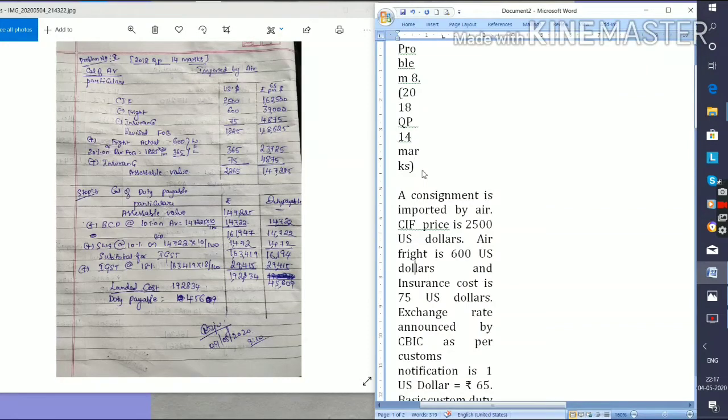See the question: a consignment is imported by air. They are importing the goods by air. When the word air imported is given, remember you have to calculate freight as actual or 20 percent on FOB. So in order to do that, you have to calculate the FOB.